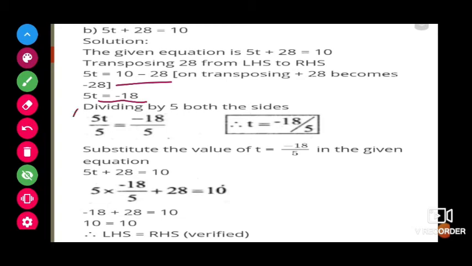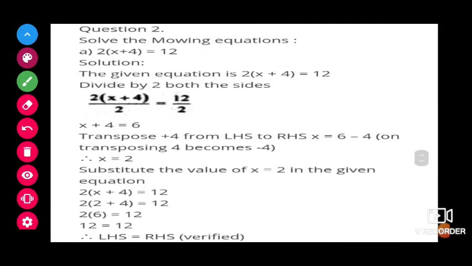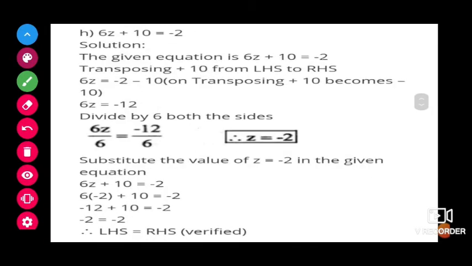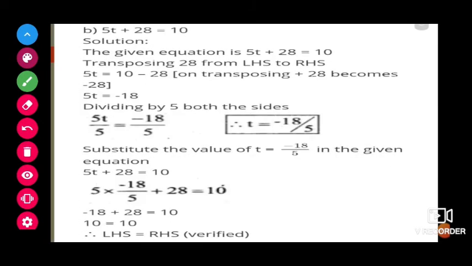Now we can do it again with the balancing method, or else send 5 also to that side. Here the multiplication 5, if it goes to that side, becomes division 5. Then we will get t is equal to minus 18 by 5. That's it. If you want to know whether the answer is correct or not, just check with substitution.